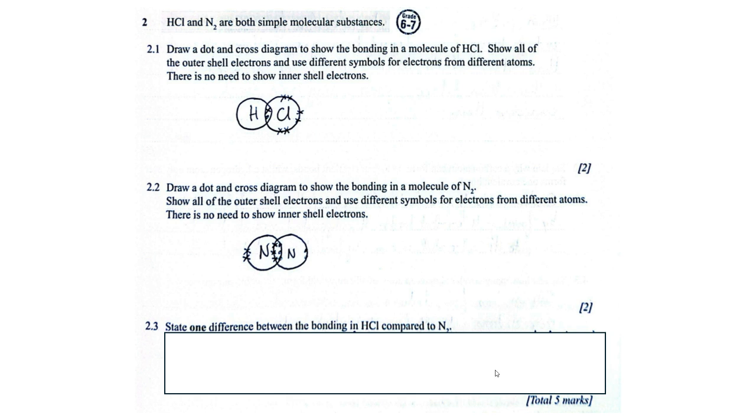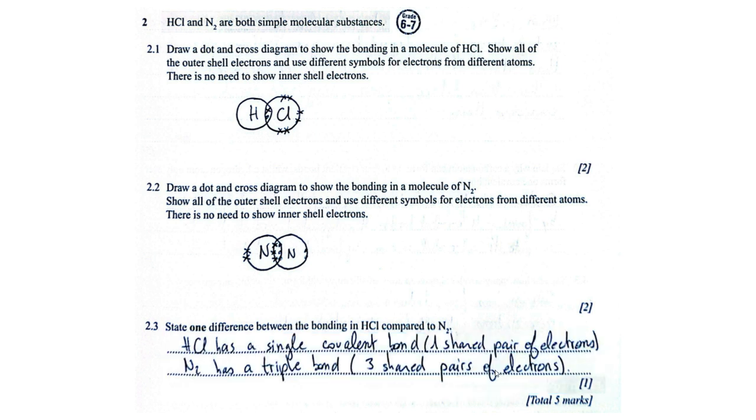State one difference between the bonding in HCl compared to N2. You can say that HCl has a single covalent bond, only one shared pair of electrons. Nitrogen has a triple bond, 3 shared pairs of electrons. That's a difference. The bonding in N2 is a lot stronger than the bonding in HCl.